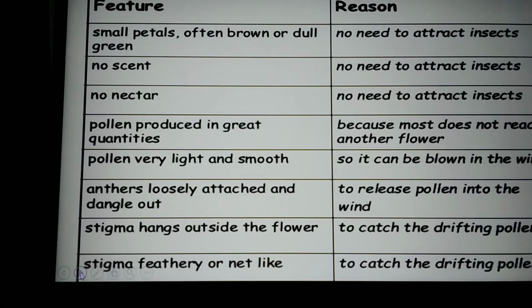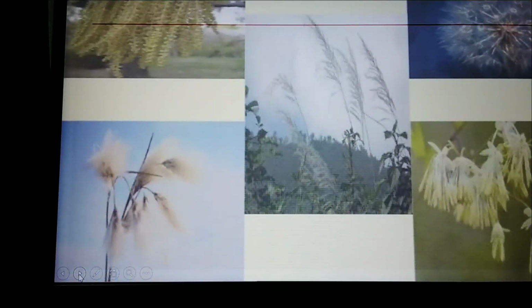So most does not reach the stigma of the flower. So in large quantities, the pollen grains will be produced. Pollen is very light and smooth, so it can be blown easily by the wind. Anthers are loosely attached and dangle out, swinging out to release pollen into the wind. Stigma hangs outside the flower to catch the drifting pollen in the wind. Stigma is feathery or net-like to catch the flowing pollen along with the wind, that is drifting pollen. Examples of some flowers which undergo wind pollination.